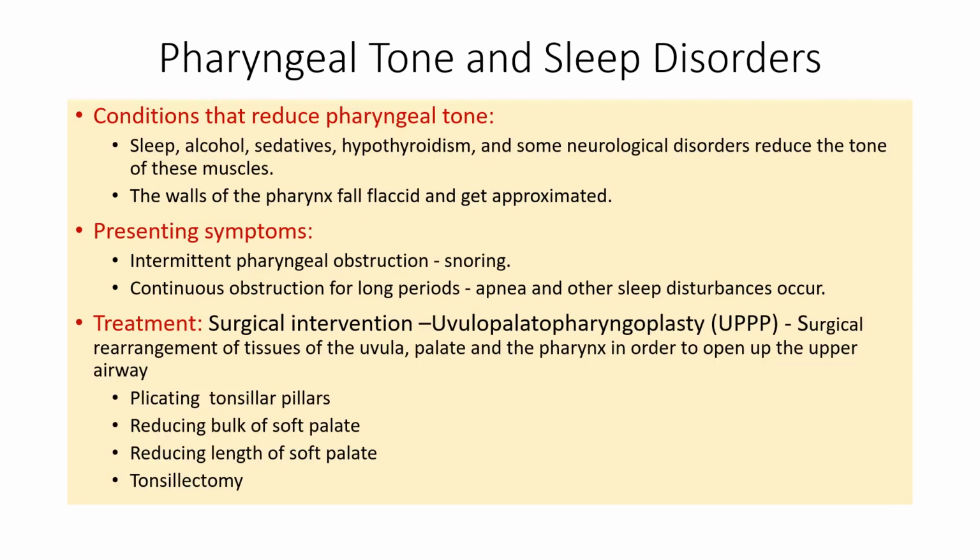The conditions that reduce the pharyngeal tone are sleep, alcohol, sedatives, hypothyroidism, and some neurological disorders that reduce the tone of these muscles. So the walls of the pharynx fall flaccid and get approximated.